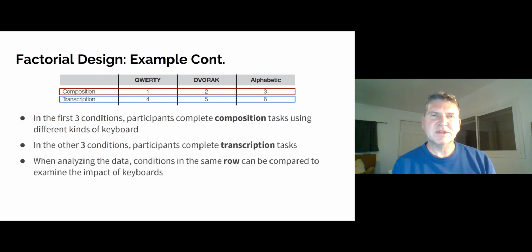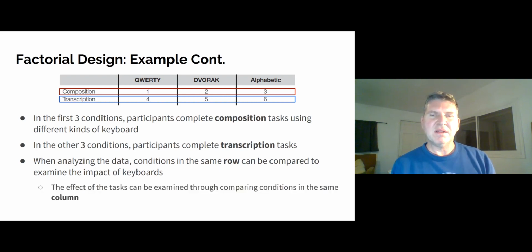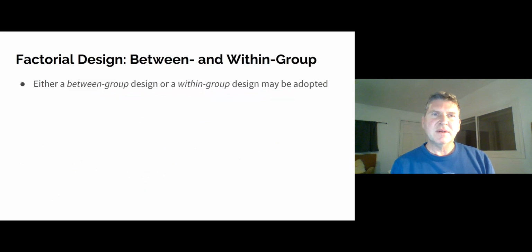Second one is transcription. When we're analyzing the data, the conditions in the same row can be compared to evaluate how well they do on a particular type of task. And the columns can be evaluated in terms of the effect of the task itself, composition versus transcription. So either a between or within group can be adopted.